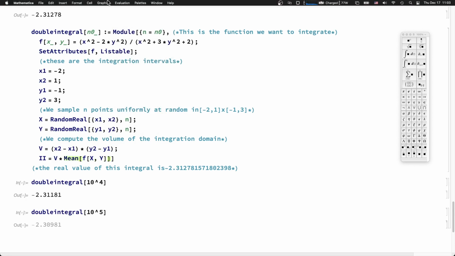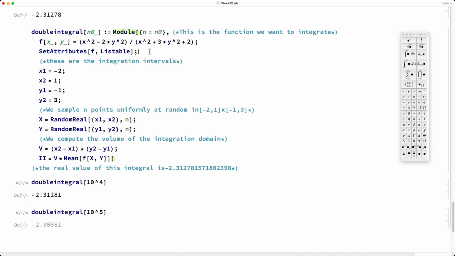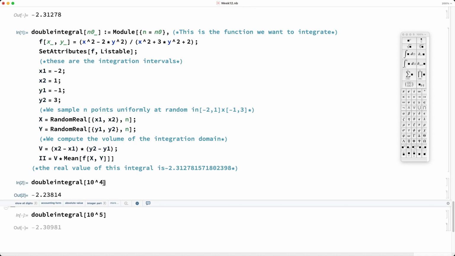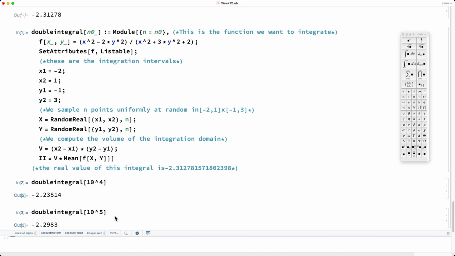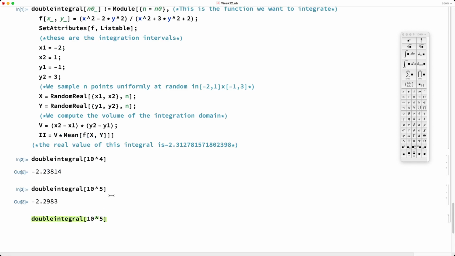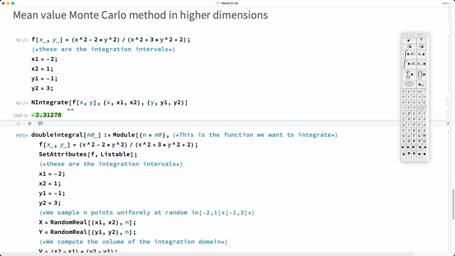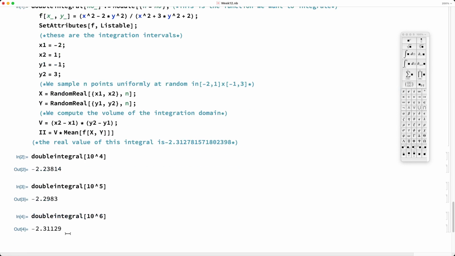So let's see, I've quit the kernel. I'm going to run this command again. So now I can run it once. I get this result. I can run it for 10 to the 5th samples, and it runs again without problem. And now I can also try 10 to the 6th samples. And now I start to get closer to the real result, and according to Mathematica, this is the exact result. And of course, the more samples you draw, the higher the accuracy.